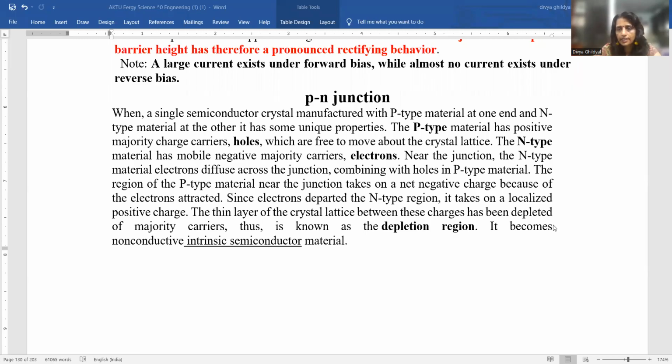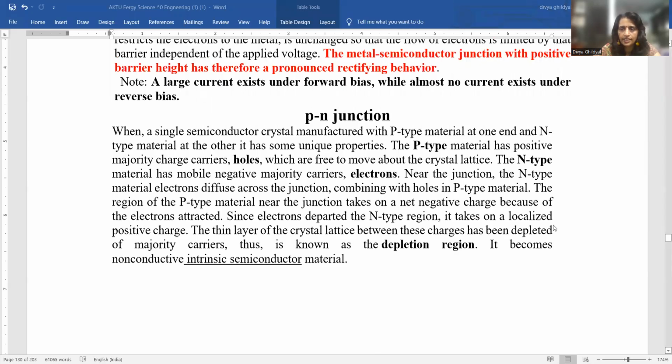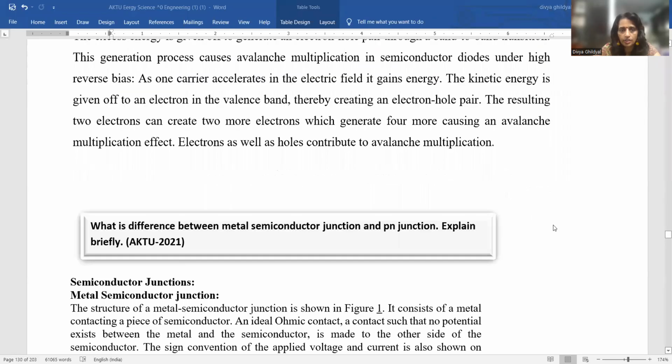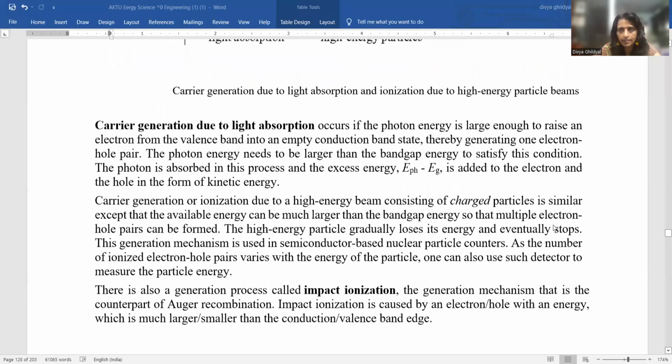Hello students, myself Dr. Divya Ghildiyal, in continuation with my lecture series for AKTU BTech second year Energy Science and Engineering. I am continuing with my lecture on solar energy.